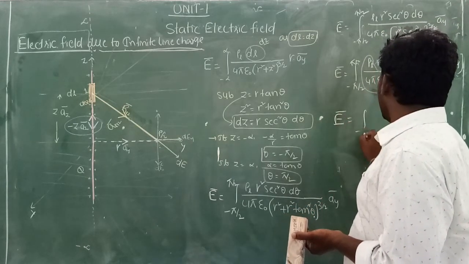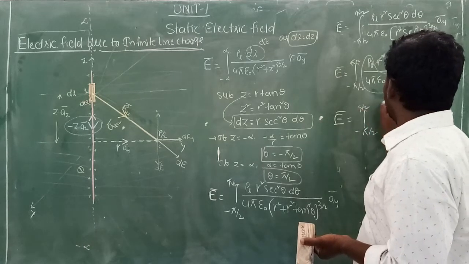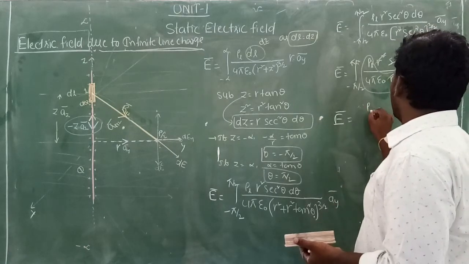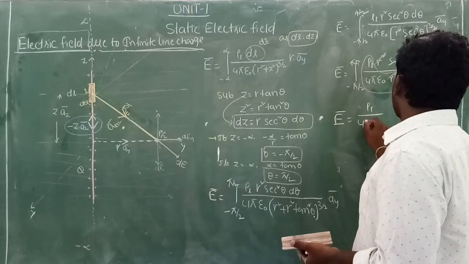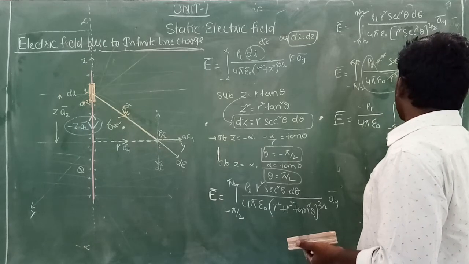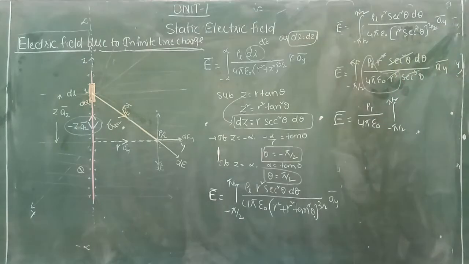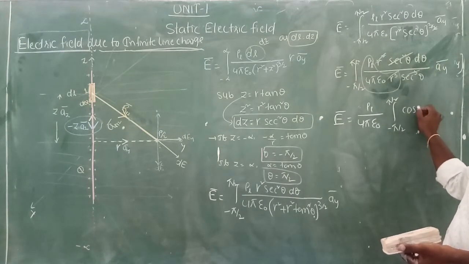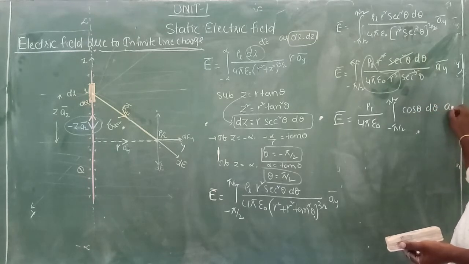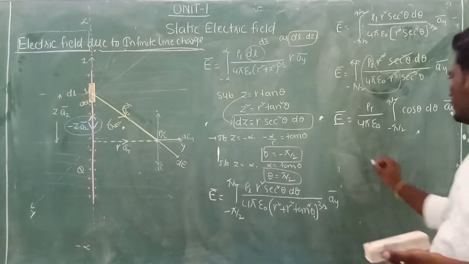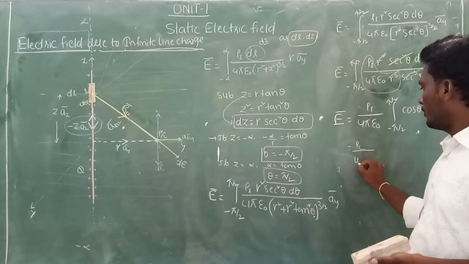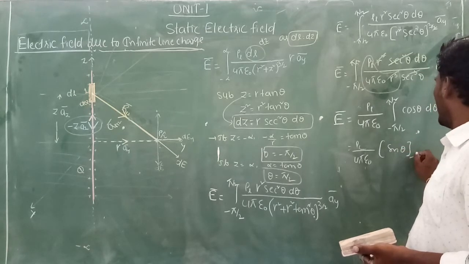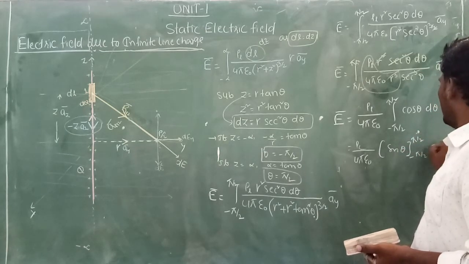E bar is equal to, we have a constant now, so I am taking rho L by 4 pi epsilon naught, integration from minus pi by 2 to plus pi by 2 of 1 by secant, which is cos theta, into d theta into a_y bar. Okay. See, rho L by 4 pi epsilon naught, integration of cos is sin, from minus pi by 2 to plus pi by 2, a_y bar.